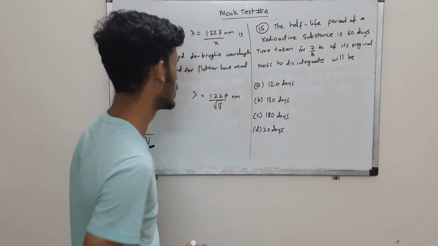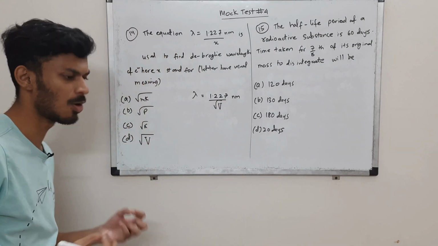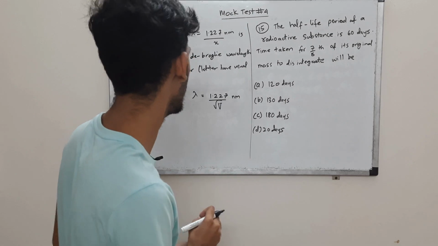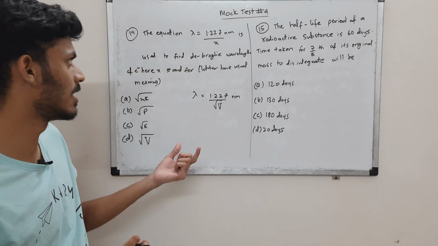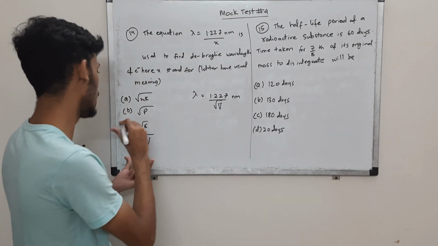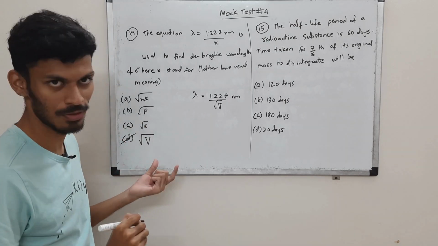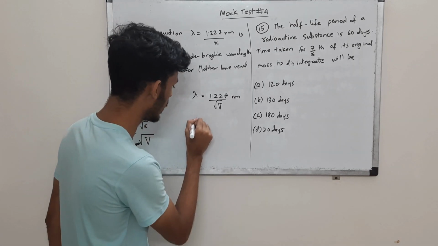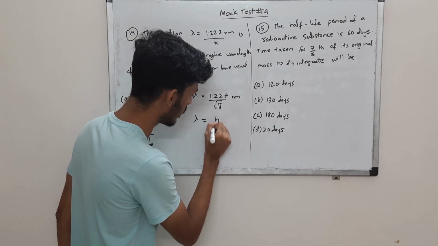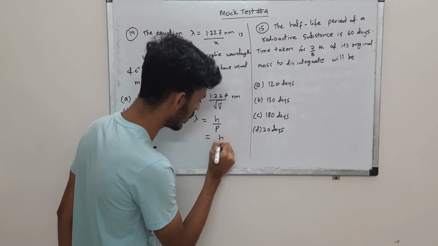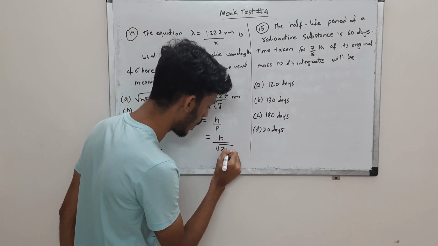Actually this is a relation between stopping potential and the de Broglie wavelength. So this relation says that the correct answer for x should be root of V. Actually everything is correct if you see. Lambda is given as h by p, you can write it as h over under root 2mK.